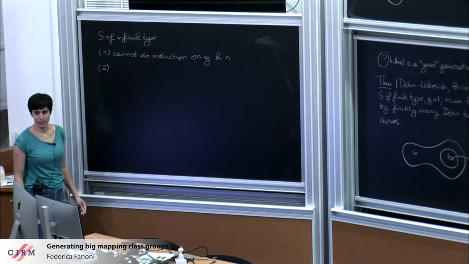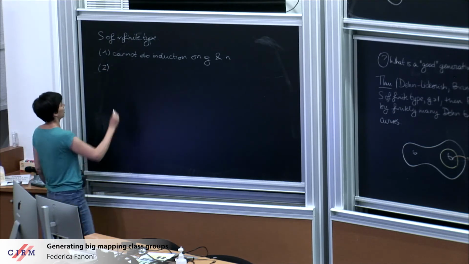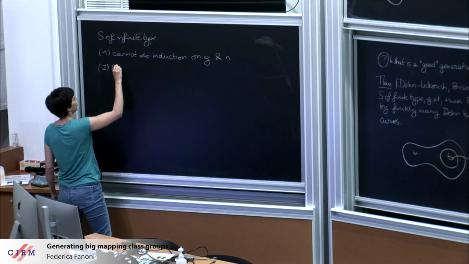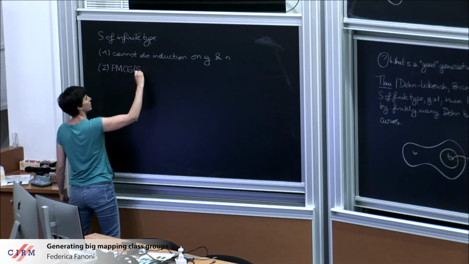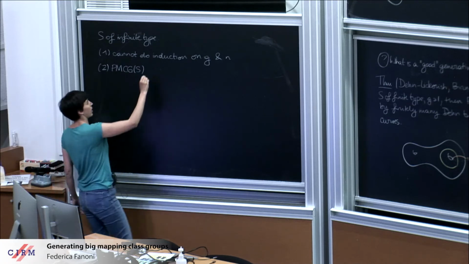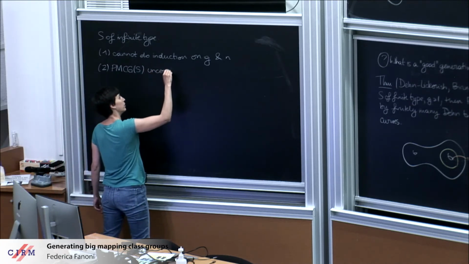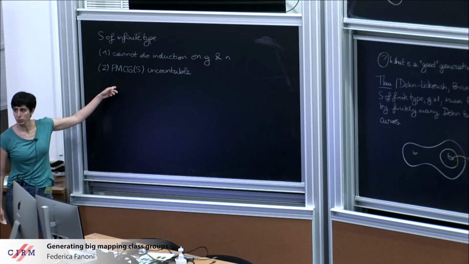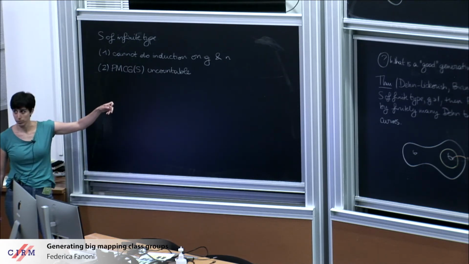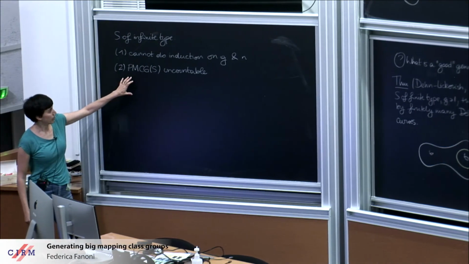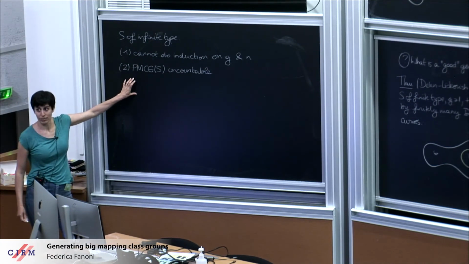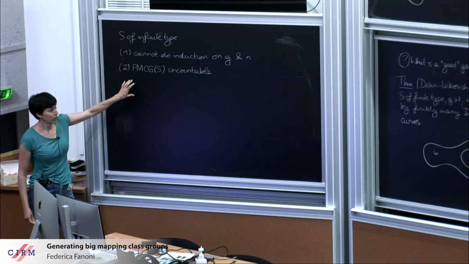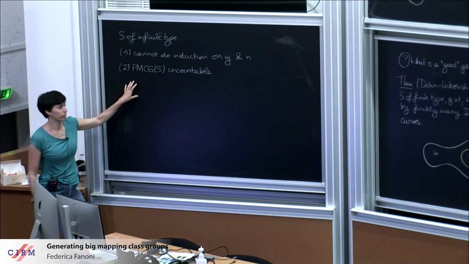And the fact is that this cannot be true. If I look at even the pure mapping class group of such a surface, this is an uncountable group. It's not hard to see that this is an uncountable group, while it's countable for a finite type surface. In particular, I need to be able to write any of my elements by finite length words in a generating set, so my generating set needs to be uncountable too.